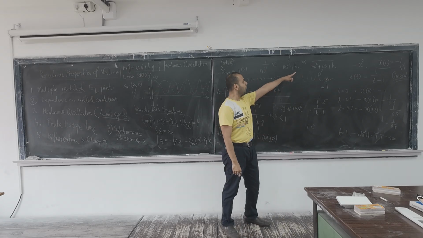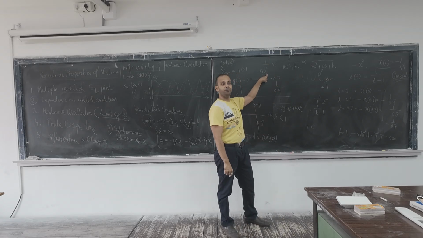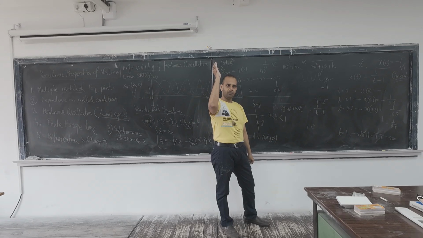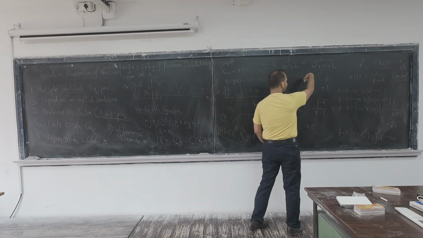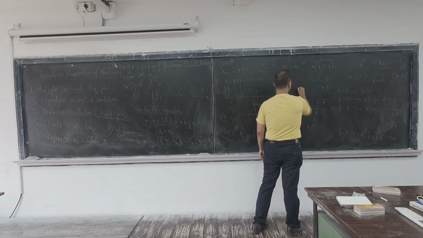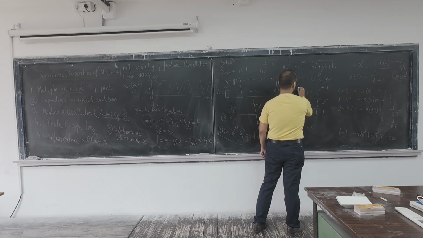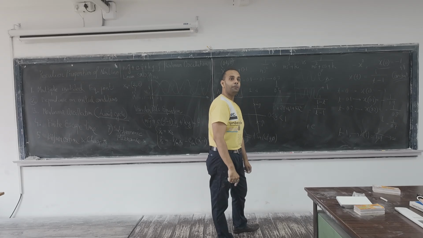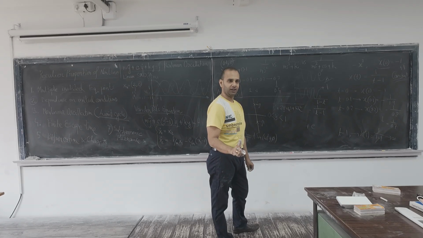If the spring is not also there, if it's simply 1 by s square, then what will happen? Then the response will be like that of a ramp, right? So in one case, it is a decaying oscillation. Another case, it's a sustained oscillation. Sustained oscillation means the amplitude of oscillation will remain constant, but at least not a growing oscillation.